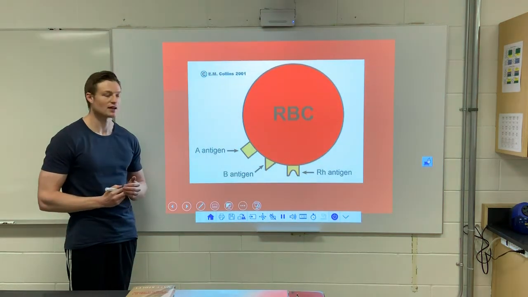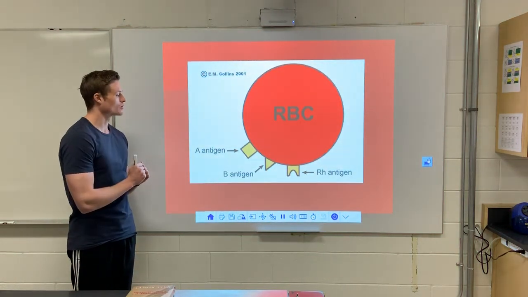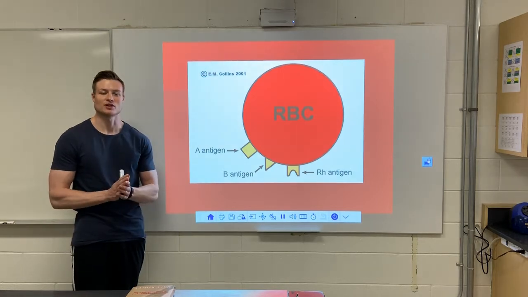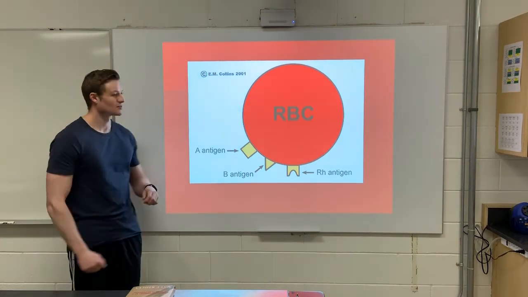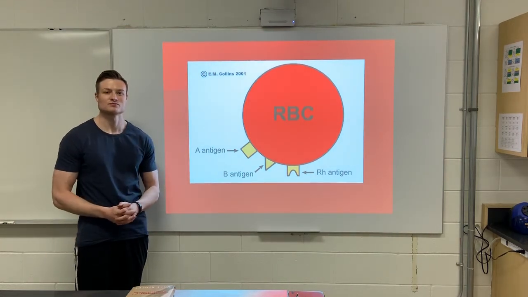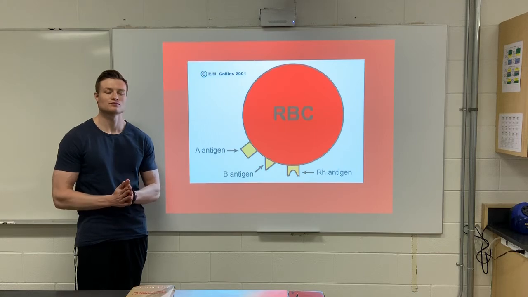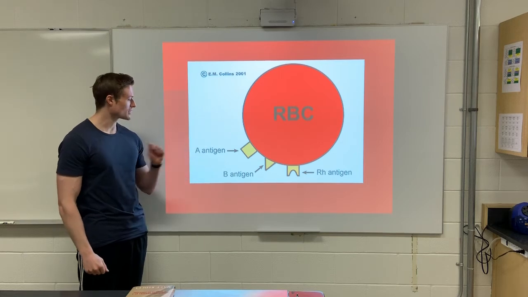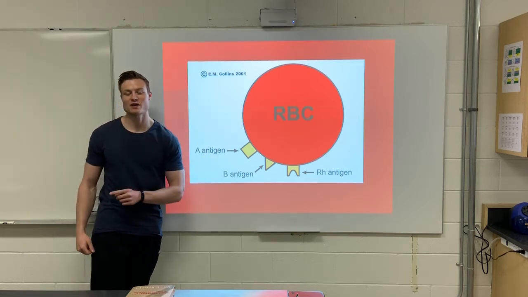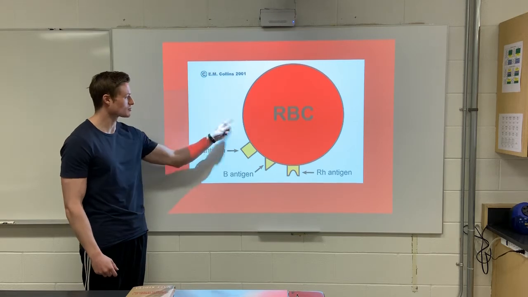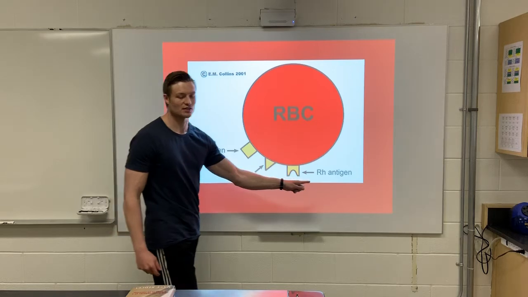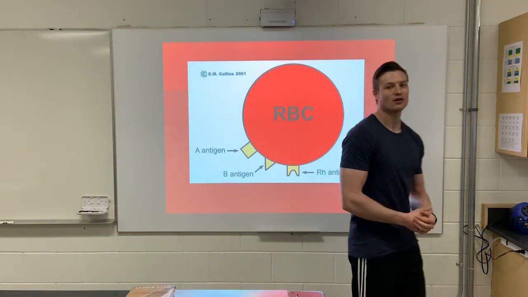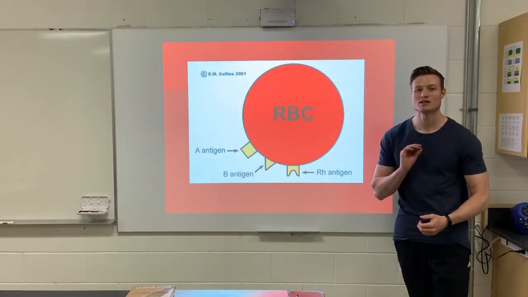So just a quick test to end here. What blood type would be this blood cell? So I'll give you 10 seconds to figure this out. Okay, time's up. If you said AB positive, give yourself a pat on the back. You are correct, because this red blood cell, this RBC, contains an A antigen, a B antigen, and an Rh antigen. That makes this blood AB positive.